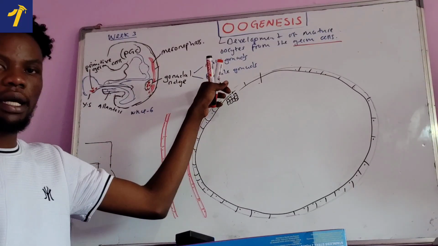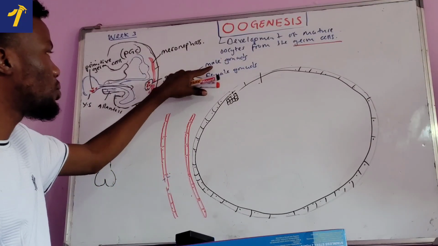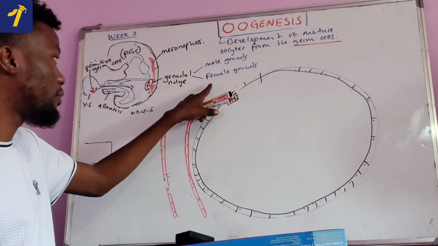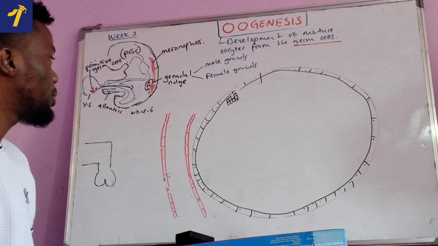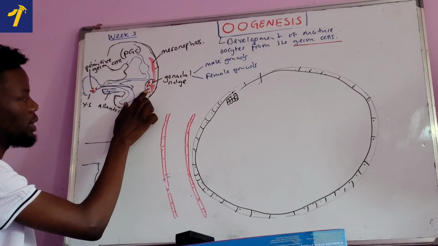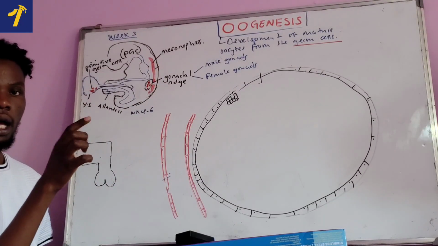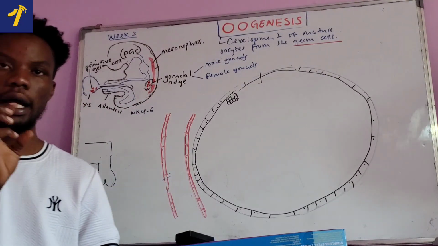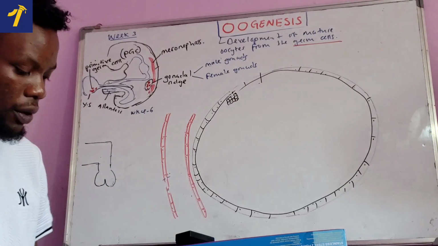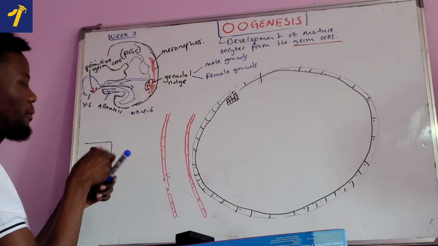Again, the question that you might ask is, how do these gonadal ridges know that they need to develop into the male gonad or the female gonad? It is because of this simple reason. Remember that these gonadal ridges are receiving the primitive germ cells, and those primitive germ cells are carrying certain chromosomes. And what are those chromosomes? They are carrying XX chromosomes.